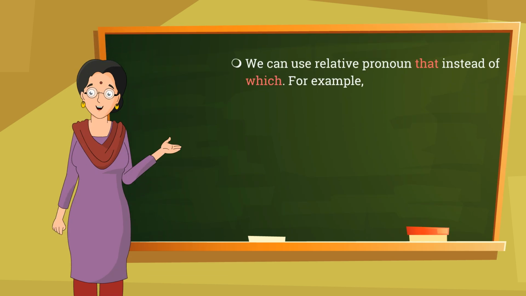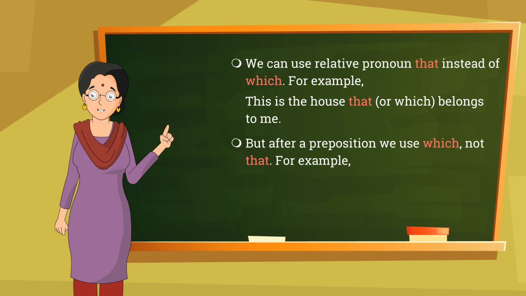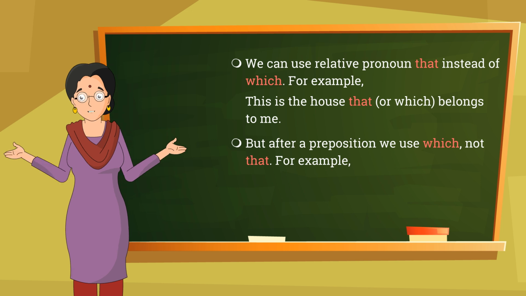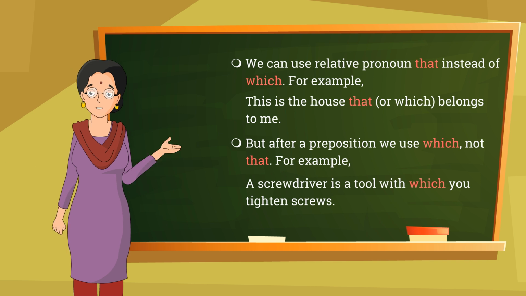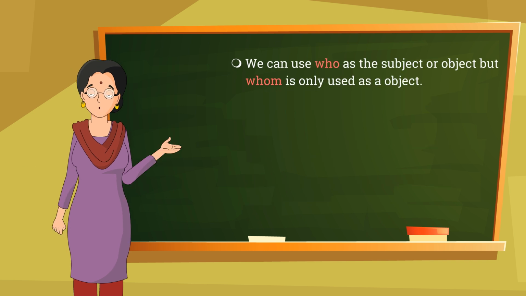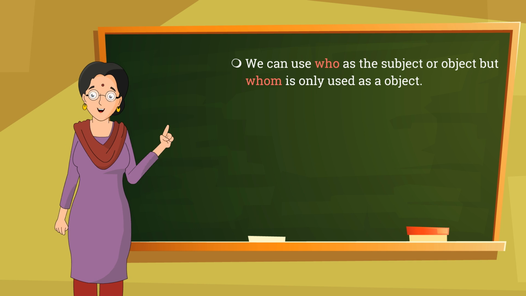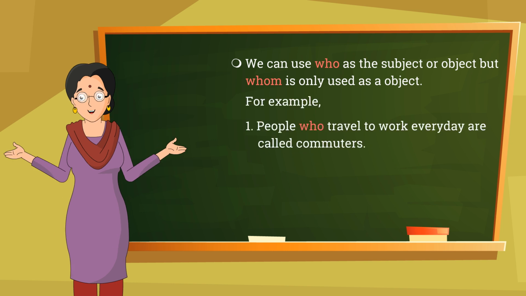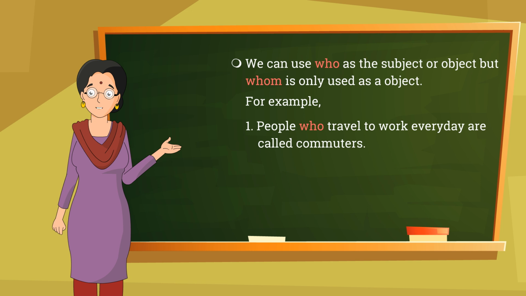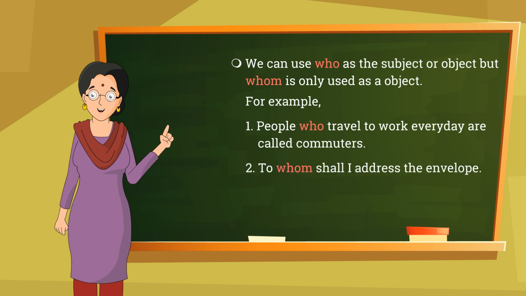We can use relative pronoun that instead of which. For example, this is the house that or which belongs to me. But after a preposition, we use which, not that. For example, a screwdriver is a tool with which you tighten screws. We can use who as the subject or object, but whom is only used as an object. For example, people who travel to work every day are called commuters. To whom shall I address the envelope?